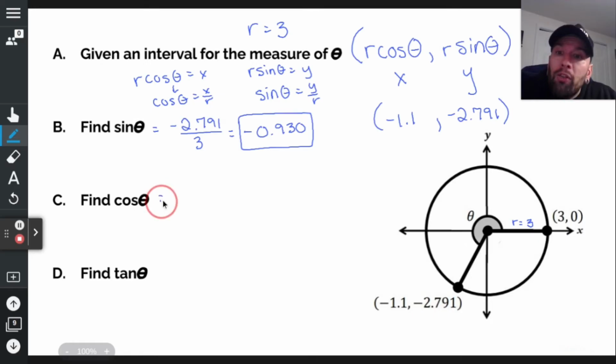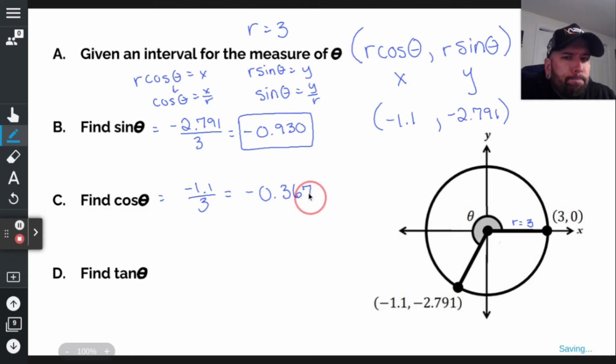Cosine is found by doing x over r. So cosine theta is my x value, which is negative 1.1 divided by 3. The answer is approximately negative 0.3666. Oof, I don't like that. But thankfully for rounding, we don't have to be in fear. Okay, so there's my cos theta.